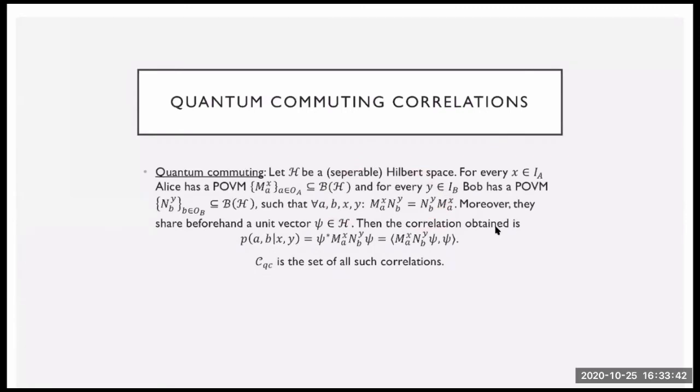Again, they need to share some state. They need to share what is the state of the system, what is the condition in which they begin their experiments. This is the psi, the unit vector psi. And the correlation that they obtain is the same. You just act with M_A^x and N_B^y on psi, and you multiply it with psi conjugate, or you can think of it as the inner product. And the set of all such correlations, which is, as I said a moment ago, a bigger set, is called the set of all quantum commuting correlations. Great. So we have this definition.